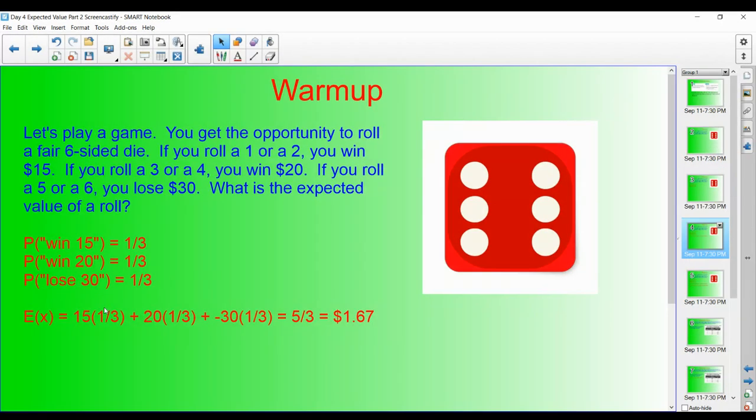So the expected value: there's a 1/3 possibility of winning 15, plus a 1/3 possibility of winning 20, plus a 1/3 possibility of losing 30. When you add this up, we can let a calculator do it for us. It becomes 5/3, or you can convert it to money. It's $1.67. And it's positive this time. So you should expect to win an average of $1.67 per roll. So this would be a good game to play. Roll a bunch of times. Hopefully you're lucky enough that the average falls right and you start winning a lot of money.